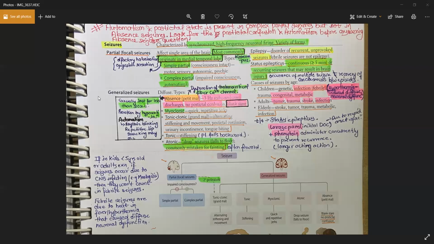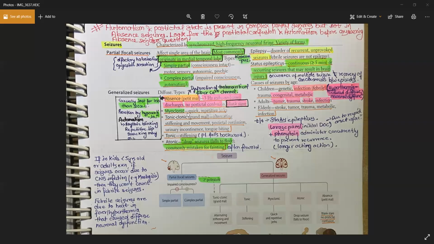Now comes the generalized seizure, in which both hemispheres of your brain are involved at the same time. It's not just a body part, so you won't get any focal contraction. It will be a diffuse type thing. You have the absence seizure, and that happens whenever the patient has a history of blank stare, just sitting blankly, staring at the wall, doing nothing. This is known as absence seizures.